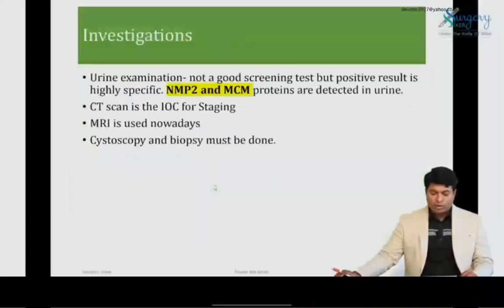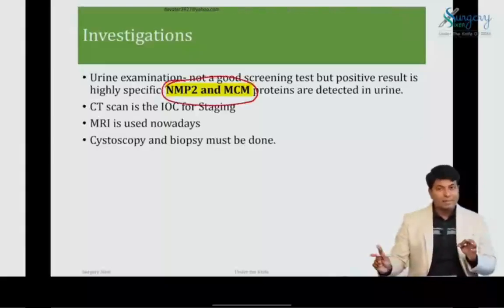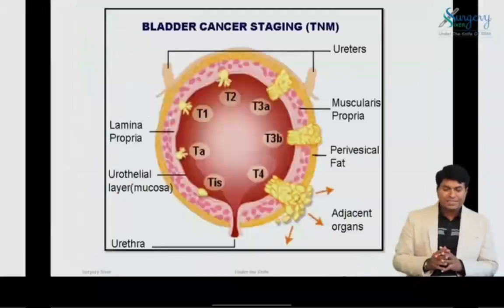So bladder cancer, I told you all the points. What are the urine components you should see? NMP22 and MCM proteins you must see in the urine. So this is the bladder staging. Only based on the staging can I discuss the management.